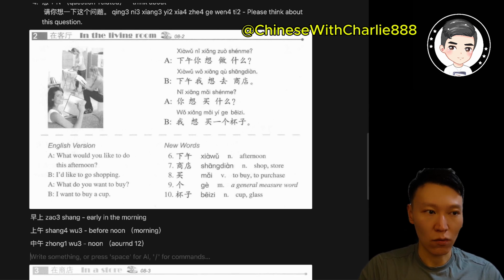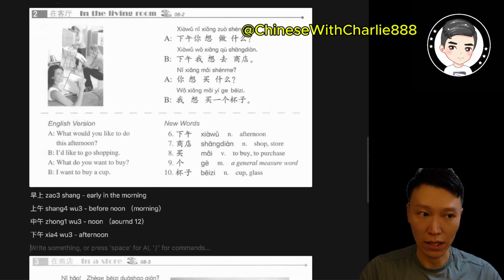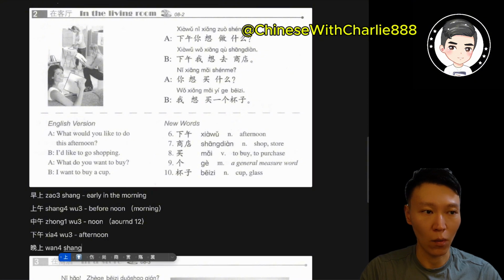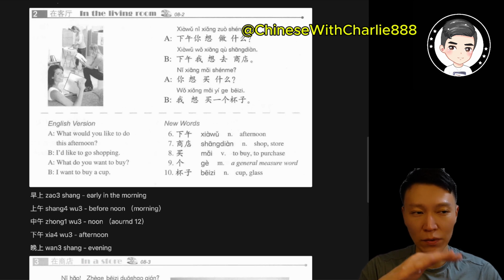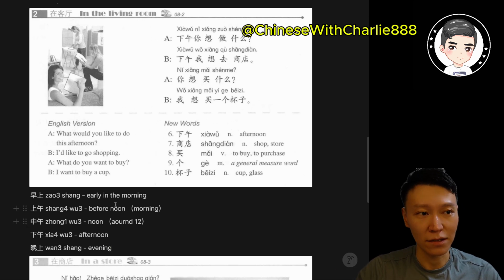And next one is 下午, which means afternoon. And then we have 晚上. 晚 should be third tone. 晚上, which is evening. Okay. So basically we divide a day into 5 parts. For sure there are more words for different parts of the day, but these 5 are the most useful ones.